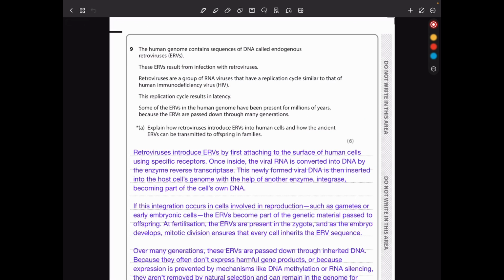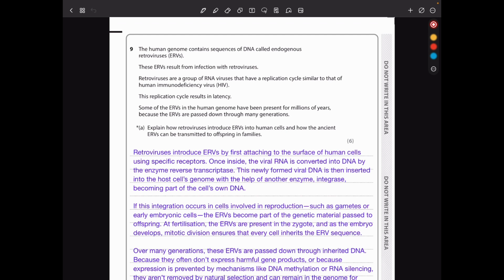So next they say the human genome contains sequences of DNA called endogenous retroviruses, ERVs. These ERVs result from infection with retroviruses. Retroviruses are a group of RNA viruses that have a replication cycle similar to that of the human immunodeficiency virus. This replication cycle results in latency. Some of the ERVs in the human genome have been present for millions of years because the ERVs are passed down through many generations. This means through gametes. Explain how retroviruses introduce ERVs into human cells and how the ancient ERVs can be transmitted to offspring in families.